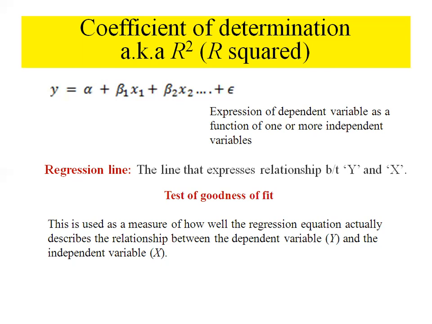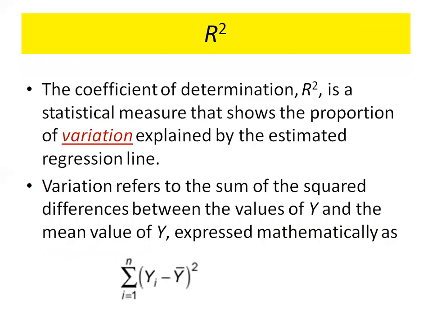If y is changing by 100%, how much of that variation in y is captured by x? That is what goodness of fit is all about. Now, as we have discussed, R squared, the coefficient of determination, is what determines the relationship, and to what extent: the proportion of variation explained by the estimated regression line.